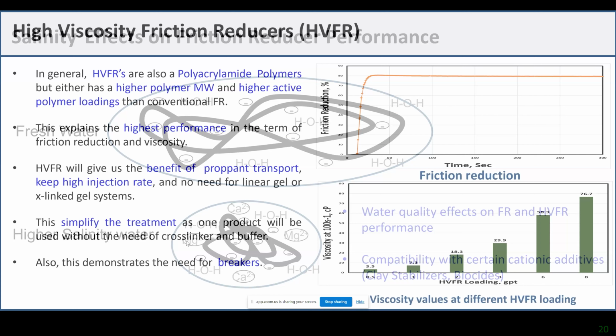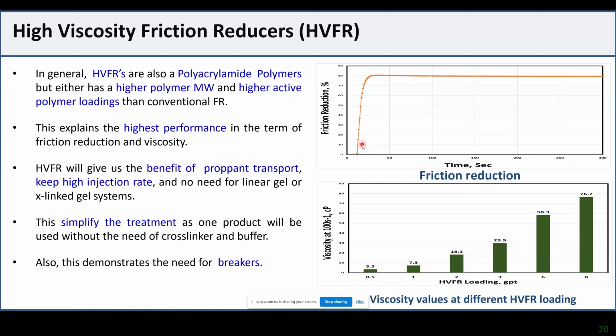So in high viscosity FR, usually the trend is going from 15 maybe up to 25 million molecular weight, really higher molecular weight to be able to get it. And the whole idea of high viscosity FR will allow us to have a good friction reduction, really good one, like going up to 80% and stay there all the time, and help us to build the viscosity if we need it.